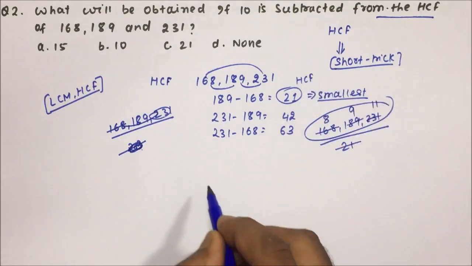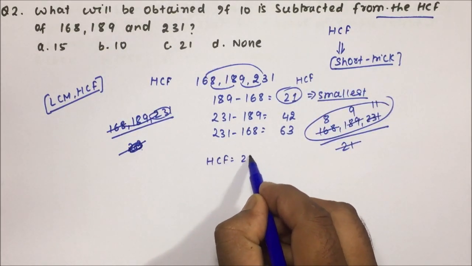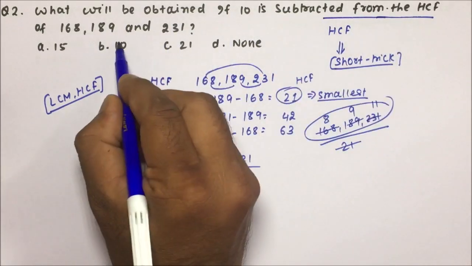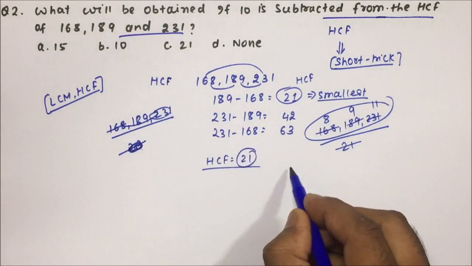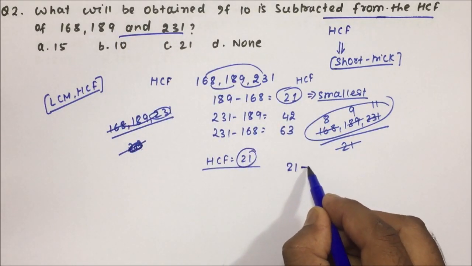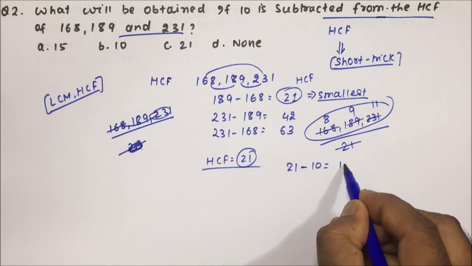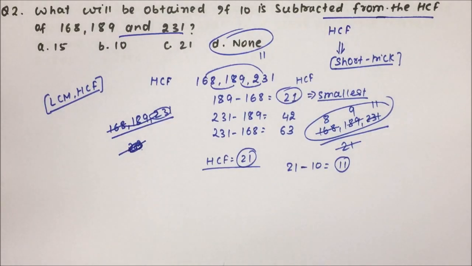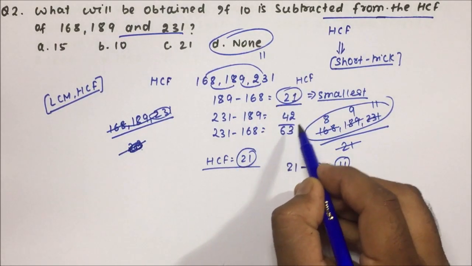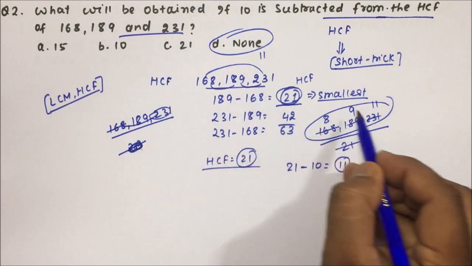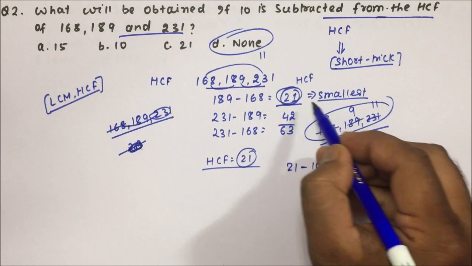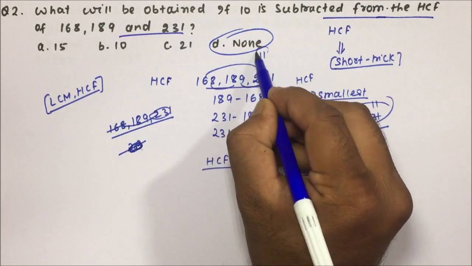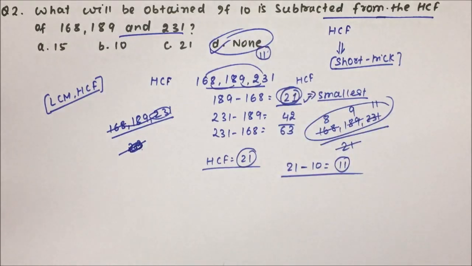That means our HCF becomes 21. Okay, now what is the question? What will be obtained if 10 is subtracted from the HCF of this? Basically we had to calculate the HCF, and if you subtract 10 from the HCF, then you will get 11. So the answer for this question will be 11, which is nothing but option D. So friends, what we did, we just subtracted and took the smallest number. If all these three numbers are divisible by the smallest number, that becomes our HCF, and if we subtract 10 from that, 11 should come. So our answer should be 11, but that is not there in the options, so we will be selecting none of these.